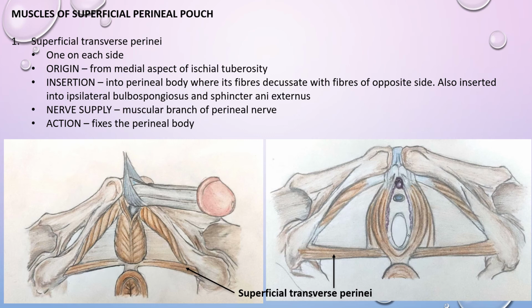Coming to the insertion, the fibers run medially and get inserted into the perineal body, where its fibers decussate with the fibers of the opposite side. Also, some of the fibers are inserted into the ipsilateral bulbospongiosus and sphincter ani externus. If you carefully observe, you can appreciate the insertion of the muscle into the perineal body. It is supplied by a muscular branch of the perineal nerve. Action of this muscle, it fixes the perineal body.